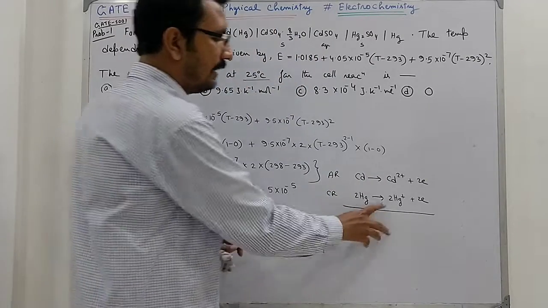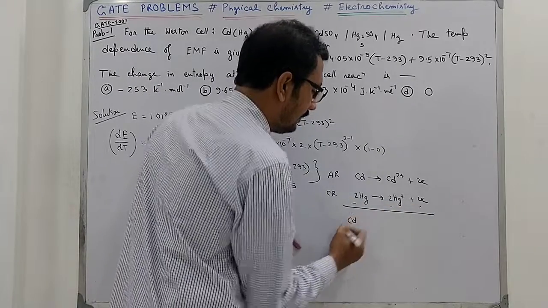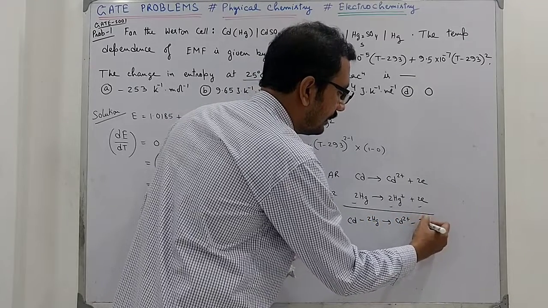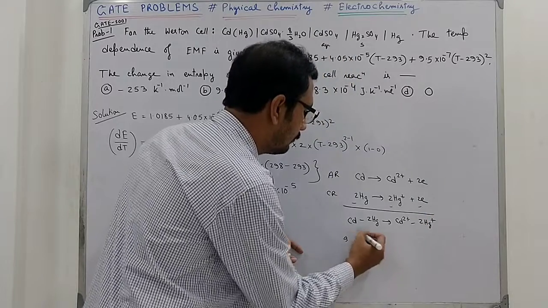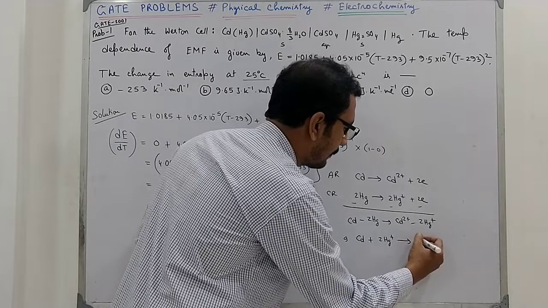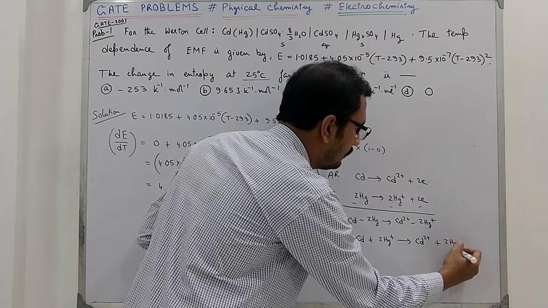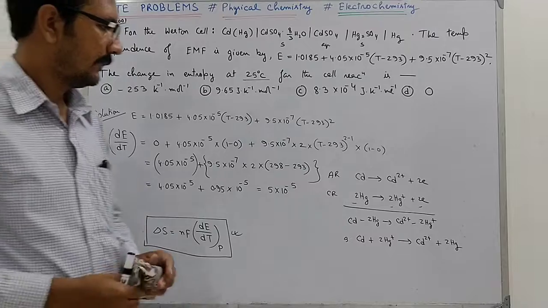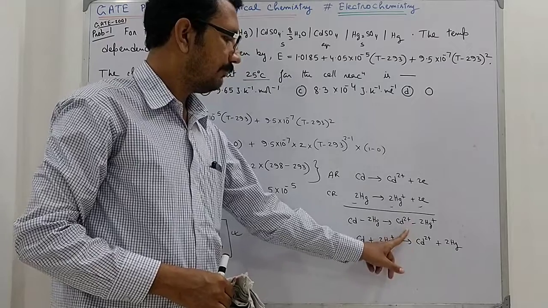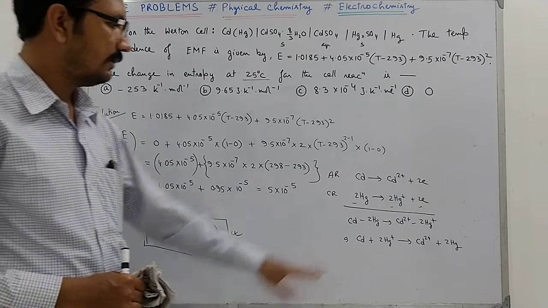Now actually reduction is occurring here. So we have to subtract the cathode reaction from the anode reaction. So it will give us Cd minus 2Hg+ arrow Cd2+ minus 2Hg. So rearranging, we will get Cd plus 2Hg+ arrow Cd2+ plus 2Hg. So this is the cell reaction.